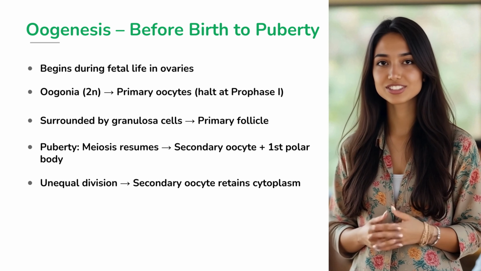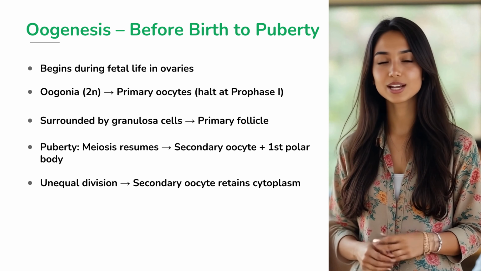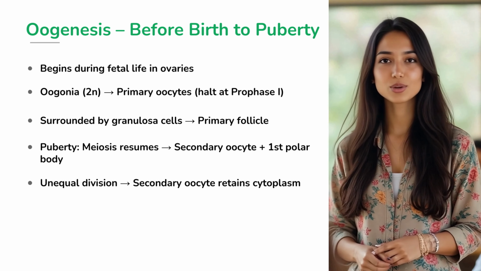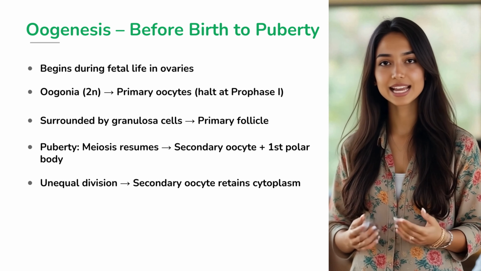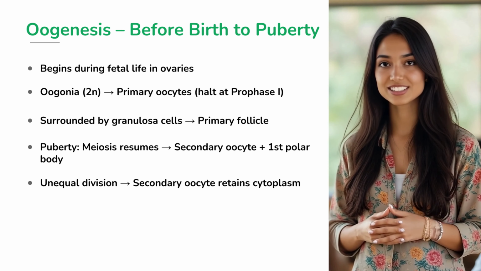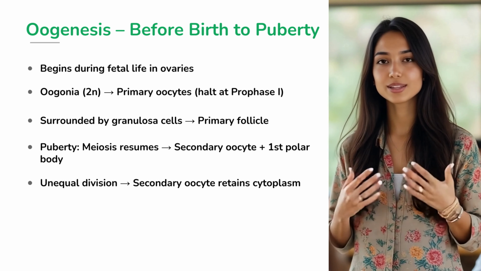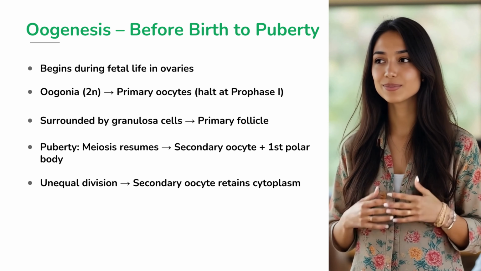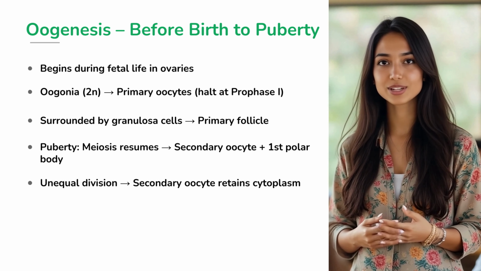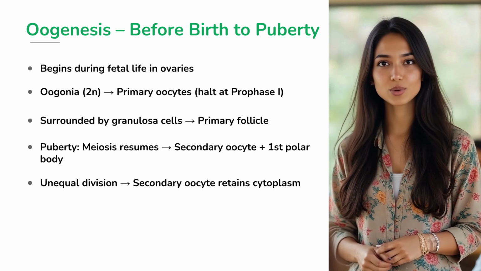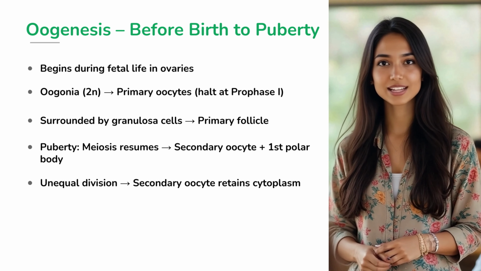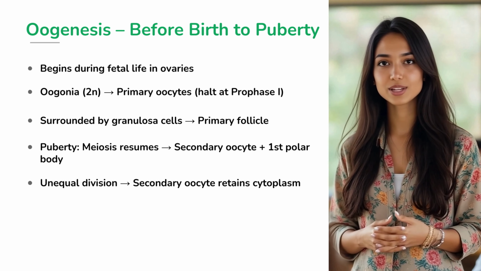During each menstrual cycle, one follicle resumes development. It becomes a secondary follicle, then a tertiary follicle with a fluid-filled cavity called the antrum. The oocyte inside completes meiosis I, producing one large secondary oocyte and one tiny first polar body, which usually degenerates. This division is unequal, allowing the secondary oocyte to retain most of the cytoplasm, essential for early embryonic growth.